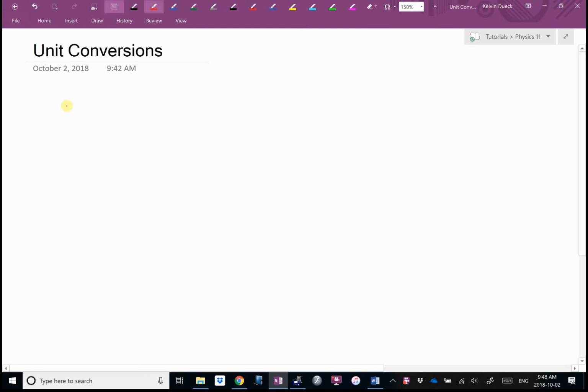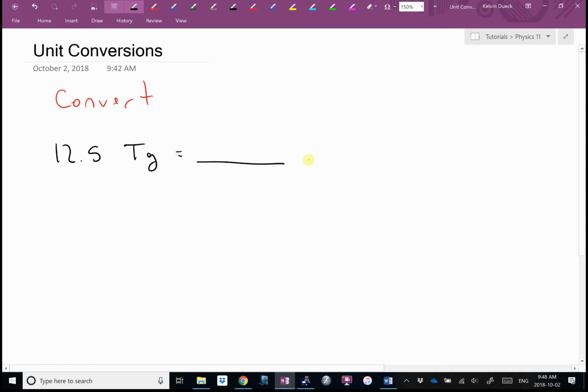For example, if I said convert 12.5, I'll pick a metric prefix. I'm just making these up. I'm going to go with capital T. I know that's a metric prefix. And then I'll pick a unit. How about grams? Convert that to grams. So again, you can write this down or you can just watch and I can print this up for you, whichever works better. I call this a 1-step question. The reason I call it a 1-step question is we're just getting rid of something.